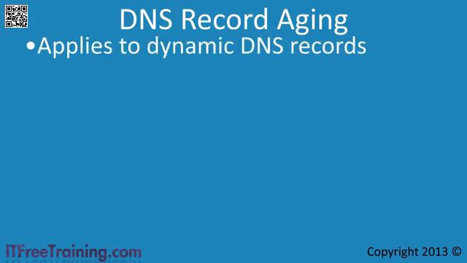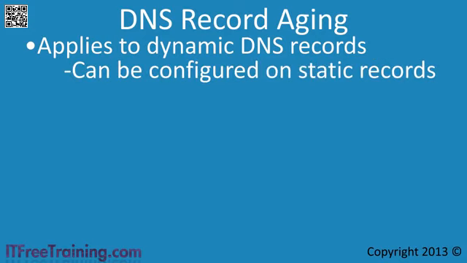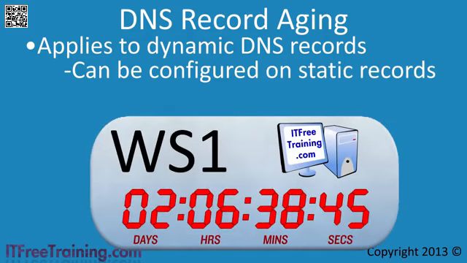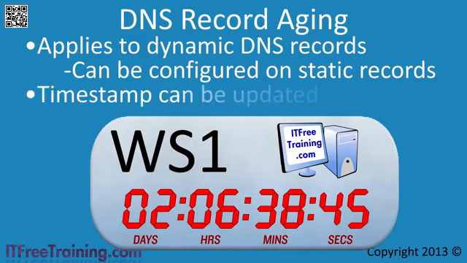The next point that I want to look at is DNS record aging. This applies to dynamic DNS records, that is, DNS records that have been registered by the client on the DNS server. It can also be configured on static DNS records, but is not by default. What essentially happens is that when a DNS record is created in DNS, a timestamp is added to the DNS record. This timestamp records the date and time the DNS record was created. As we will see later on in this video, this timestamp is used with scavenging to remove DNS records from DNS. The timestamp on a DNS record can be updated.